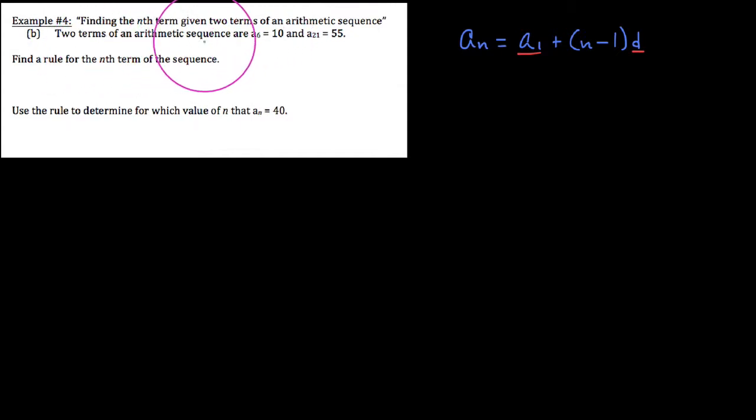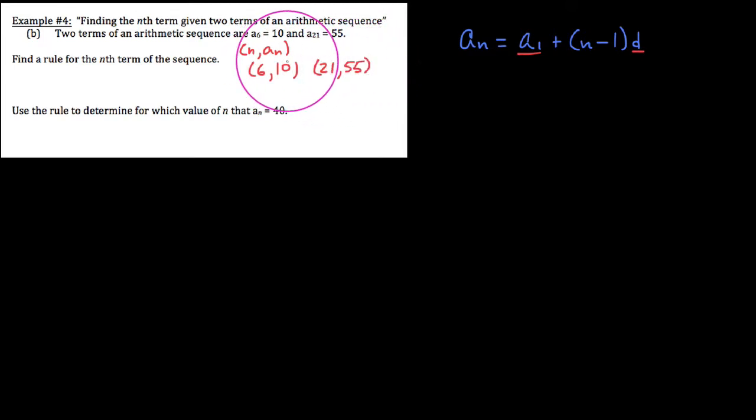It says two terms of an arithmetic sequence are a6, or the sixth term, is equal to 10. That's kind of the equivalent of saying the term and then the term value. We have that the sixth term gives us a term value of 10, and then this one over here says that your 21st term in this sequence has a value of 55.